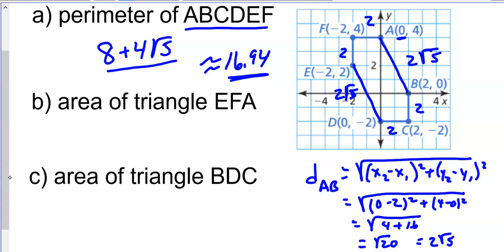Okay, so next, let's find the area of triangle EFA.